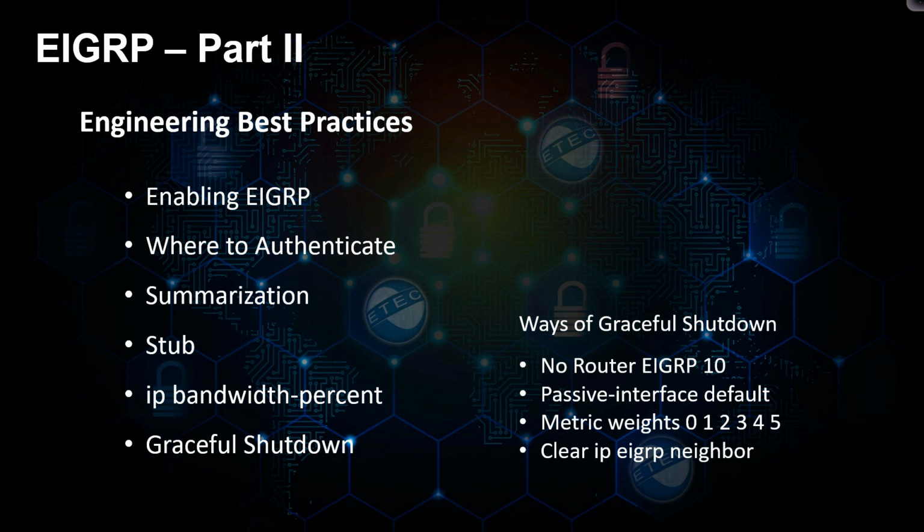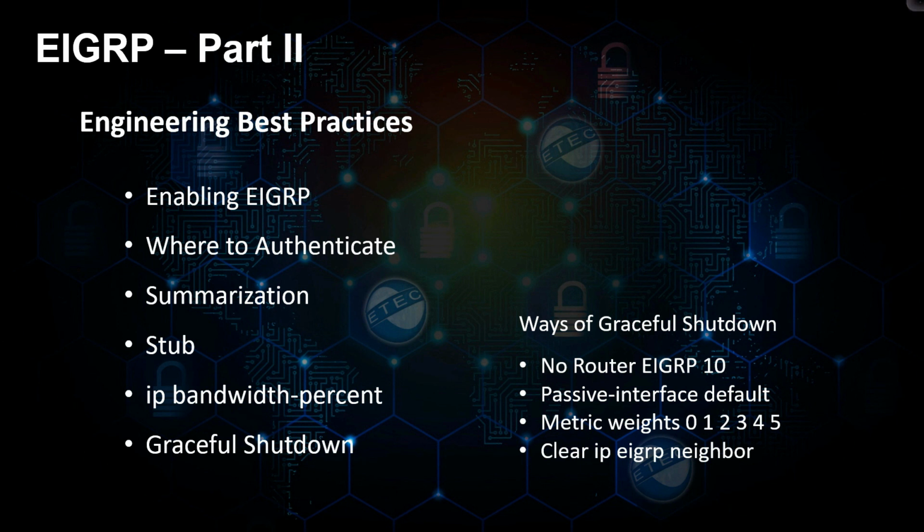In named mode EIGRP, you can use the shutdown command. All these methods will send a peer termination where the parameters of all K values are set to 255, causing a K value mismatch to the neighbor, then ending their neighbor relationship.